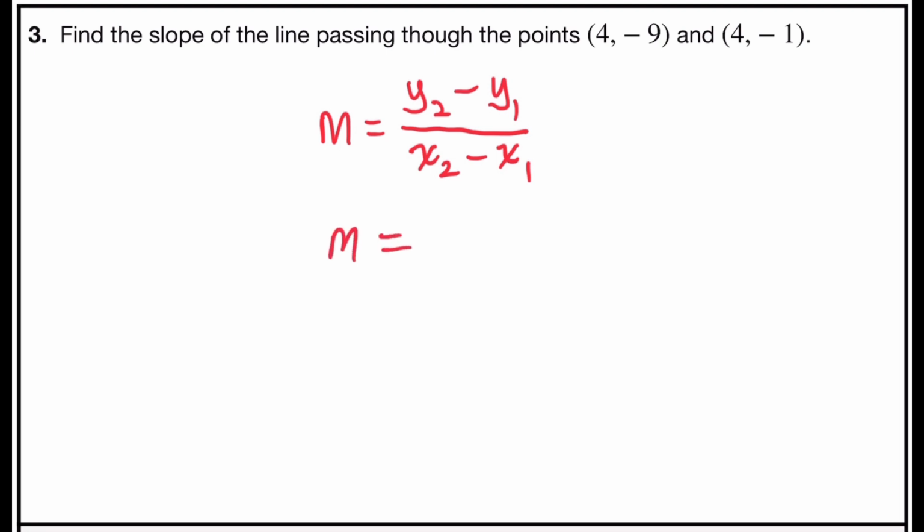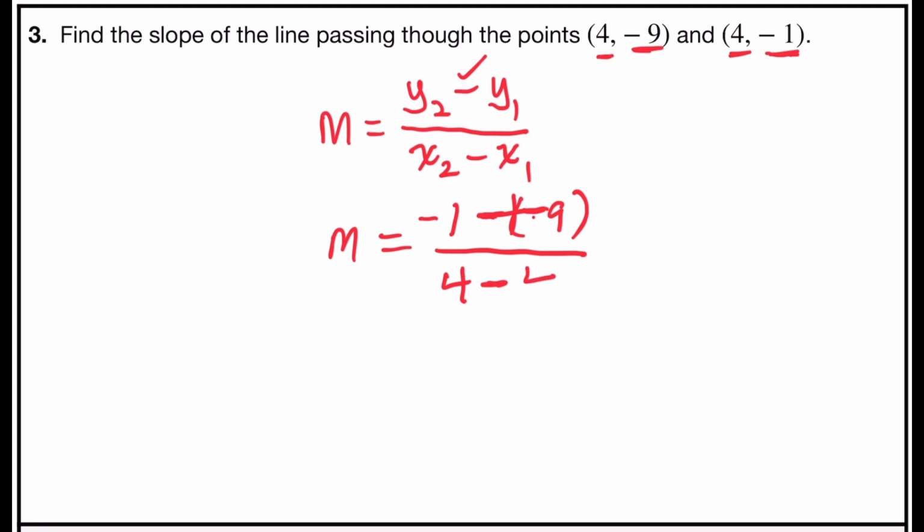Slope would be equal to, my second y is -1. Then I have the subtraction from the formula itself. My first y is -9, and the opposite of a negative, or dash dash, means plus. Over the second x is 4, minus from the formula, the first x is also 4.